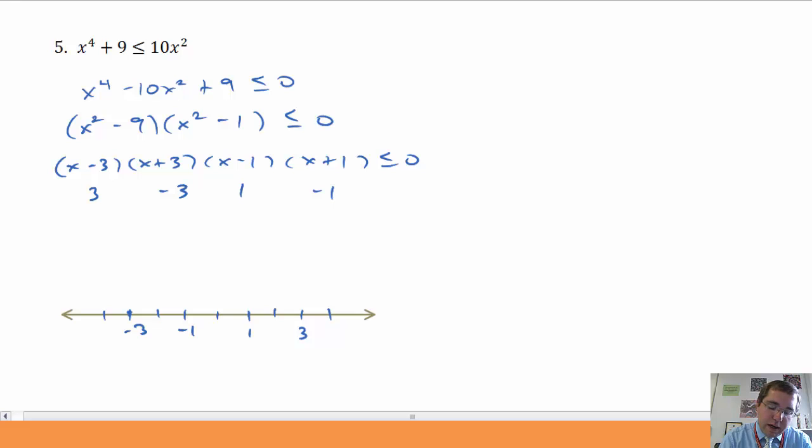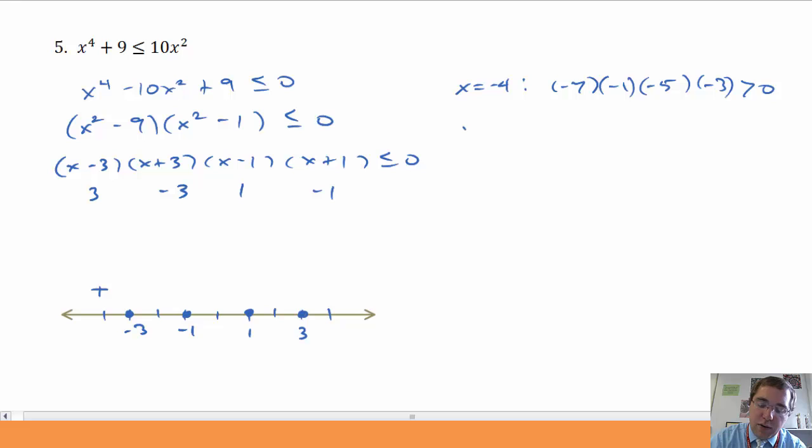I will put a dot at each one because I'm allowing it to be equal to 0, and those are the places where it's going to be equal to 0. I will pick a number in each of those 5 sections of my graph. I will check them and see whether it's positive or negative at those places. So at negative 4, if x equals negative 4, am I positive or negative? Well, x minus 3, if x is negative 4, is going to make that negative 7, and then negative 1, and then negative 5, and then negative 3. That's 4 negatives, which will end up being positive.